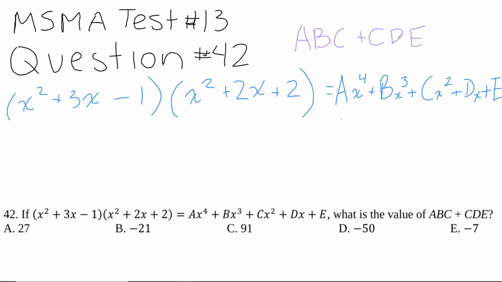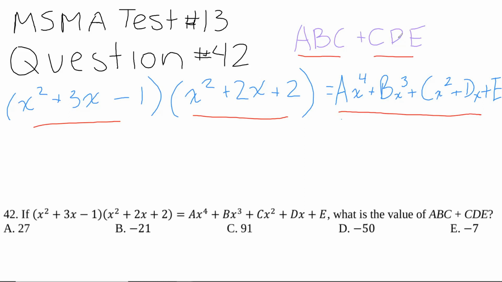Okay, so this is a simple foiling problem where we have to multiply this factor by this factor to get this product, and then find each of the coefficients and sum them like so. So first, all we have to do is multiply these two products.